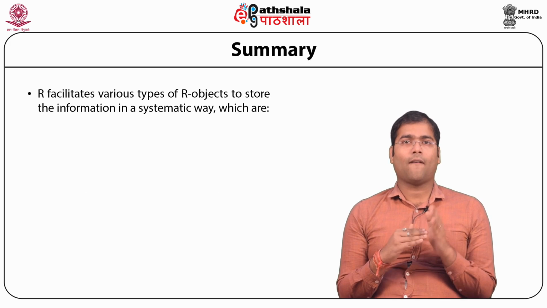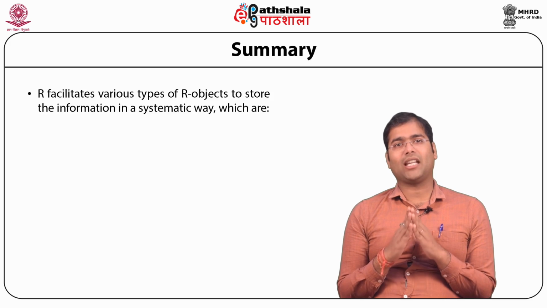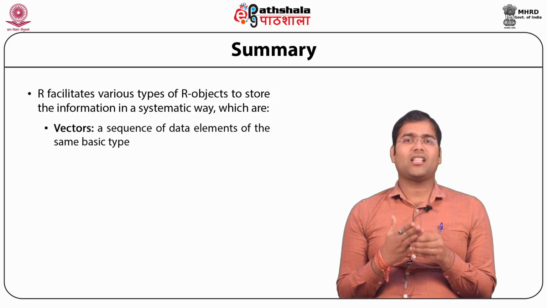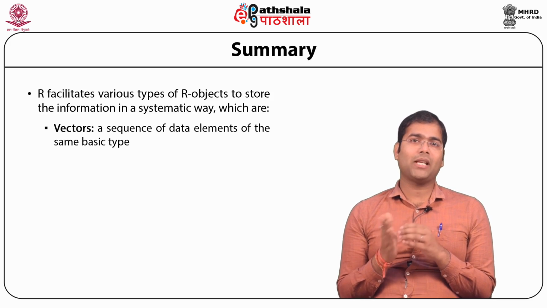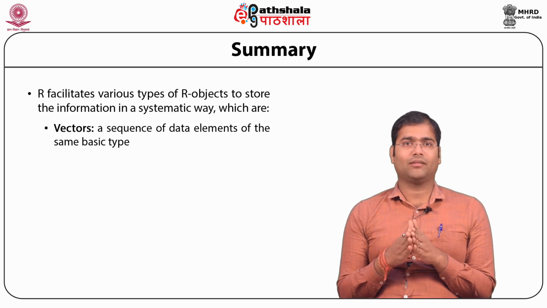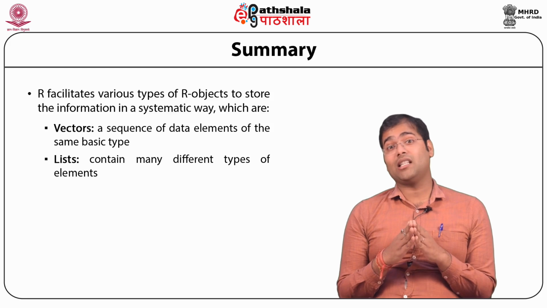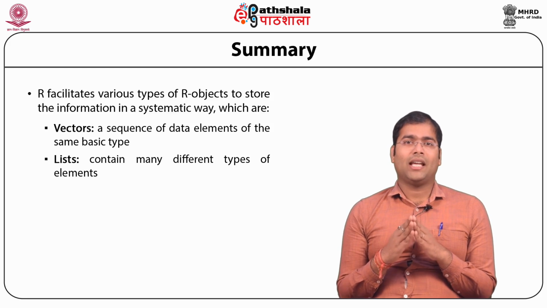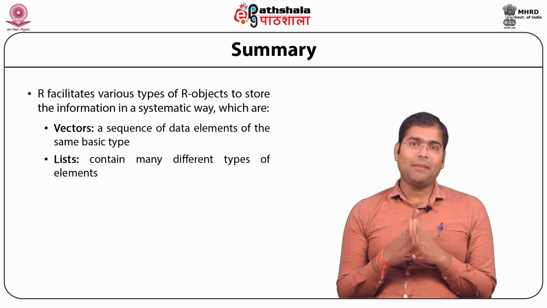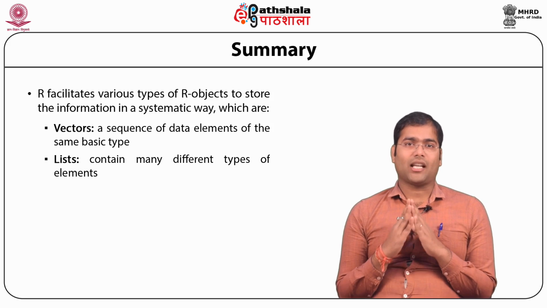R facilitates various types of R objects to store the information in a systematic way, which are vectors. It is a sequence of data elements of the same basic type. It can be integer, it can be string. Second is list. It may contain different types of elements at the same time. For example, in the same list, you can find a string data type as well as an integer data type.